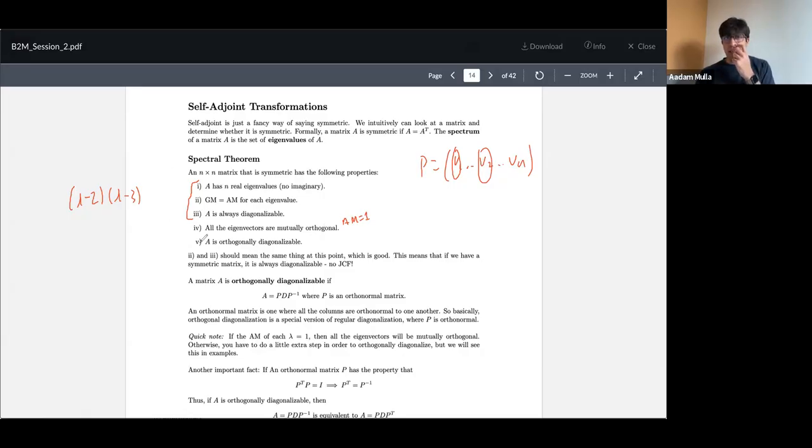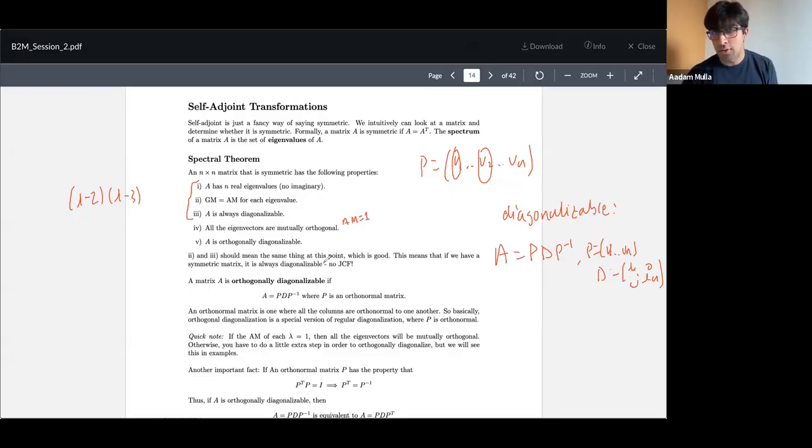And then the final thing is A is orthogonally diagonalizable. So what does that mean? We know what diagonalizable means. Regular diagonalizable means that A can be written as P D P inverse, where P is V1 through Vn, and D is lambda 1 through lambda n. I've written this a lot, but it's for repetition purposes. This is really important. You should know this very cleanly, and you should have a good understanding.